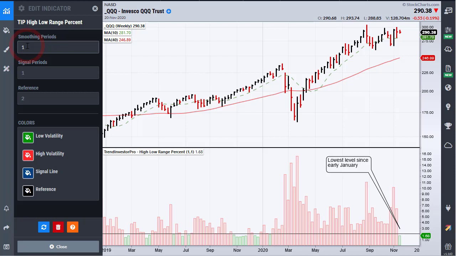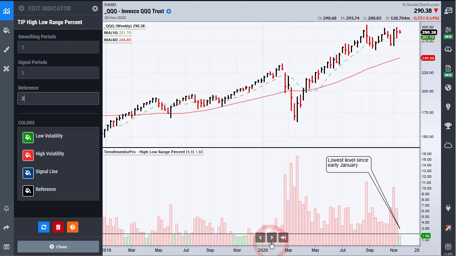And high-low range percent is the high minus the low divided by the close. So it's the high-low range as a percentage of the close. Signal periods is set at 1 because I don't want any signal periods. If I put 10 there, you can see that you're going to get a little moving average. That would be the signal period. But we're not looking for that today. The reference line is at 2%. And what we can see here is this is the lowest reading since the third week of January.